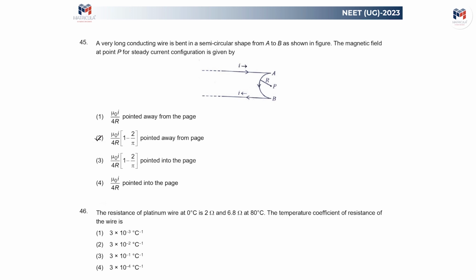Question number 46. The resistance of platinum wire at 0 degree centigrade is 2 ohm and 6.8 ohm at 80 degree centigrade. The temperature coefficient of resistance of the wire is. The answer is option number 2, 3 multiplied by 10 to the power minus 2 per degree centigrade.